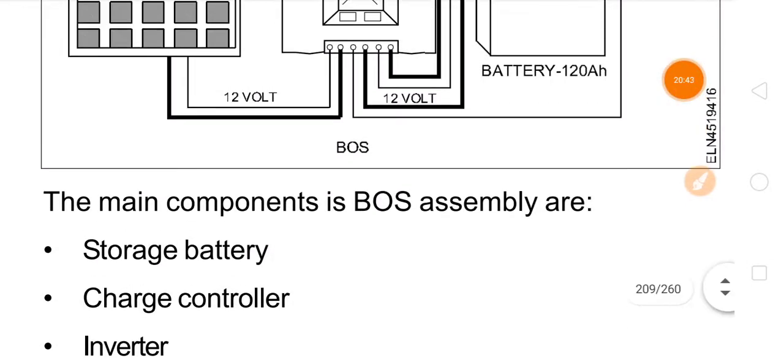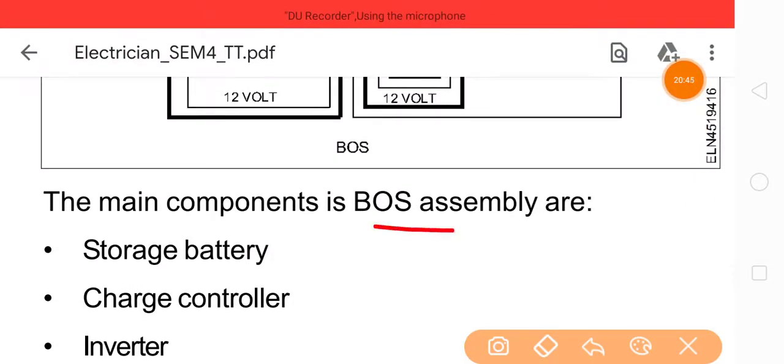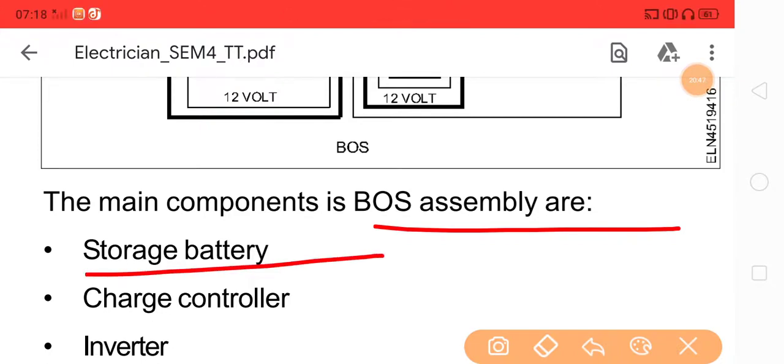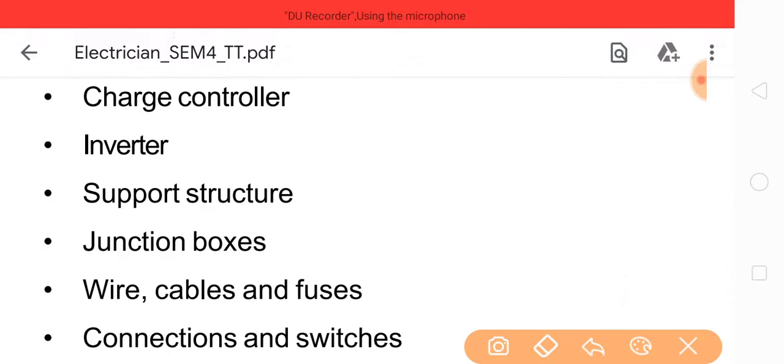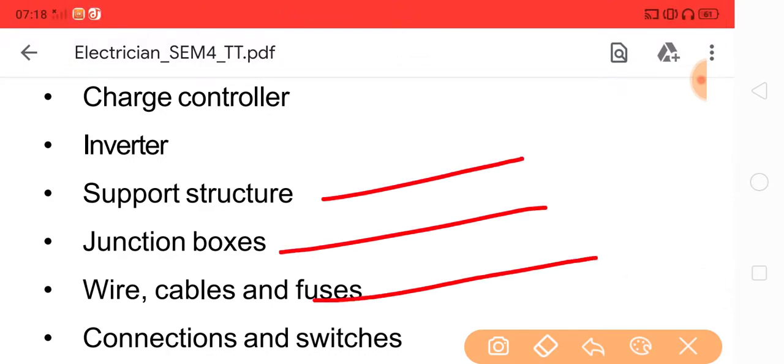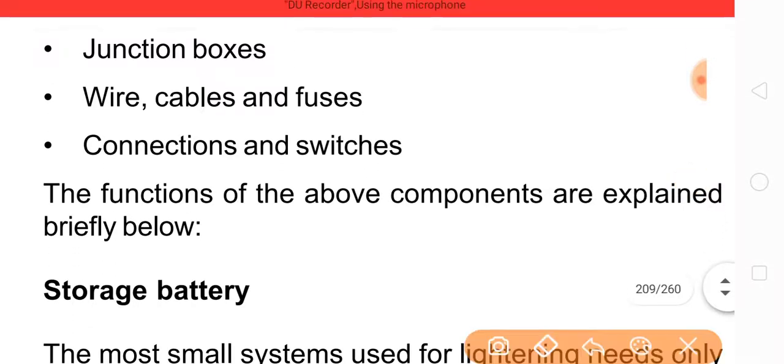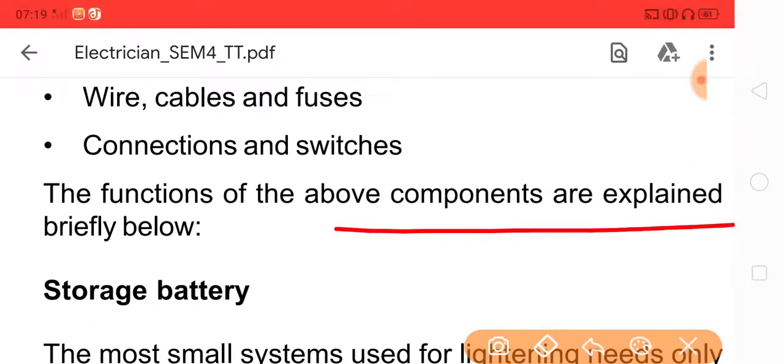The main components in a BOS assembly are storage battery, charge controller, inverter, support structure, junction box, wire cables and fuses, connections and switches, and the function of the above components are explained briefly below.